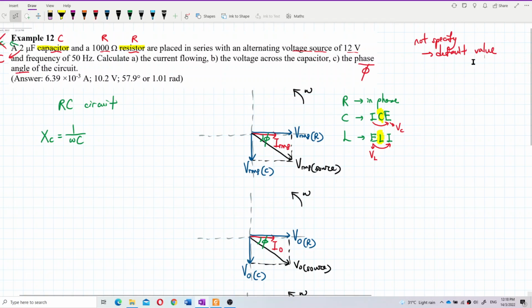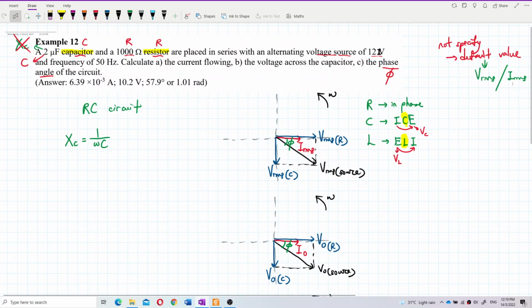Then it's default value. So what is default value? Default value means root mean square value. If you do not specify, the default value is always the root mean square value, either root mean square voltage or root mean square current. Okay, it's not peak value. It's not the V0 or I0. So this one he didn't specify whether it is peak value or root mean square value, so it's by default root mean square value.